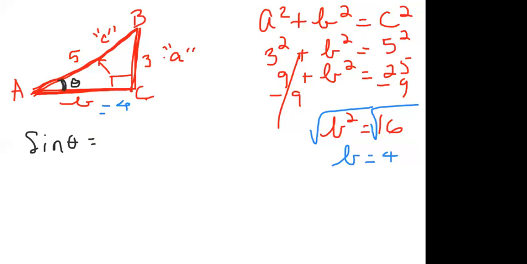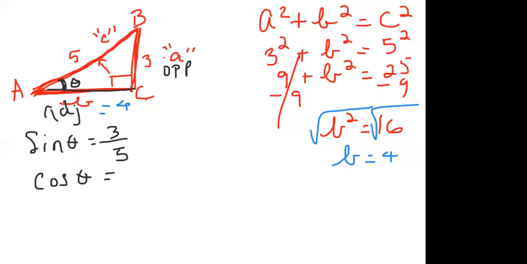Remember, this is theta. The side next to theta is adjacent. So if that's the adjacent side, then this is the opposite side here, okay? So the sine of theta, once you label these, would be the opposite side, which is 3, over the hypotenuse, which is 5.